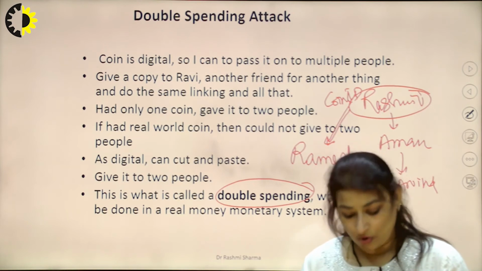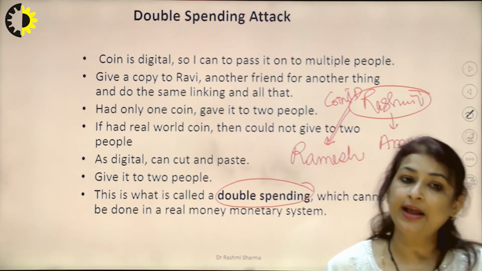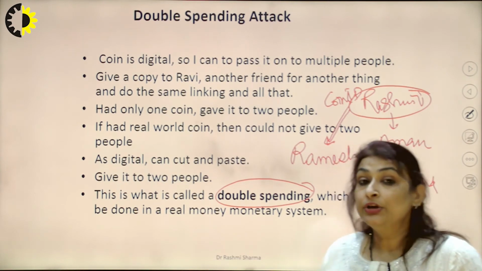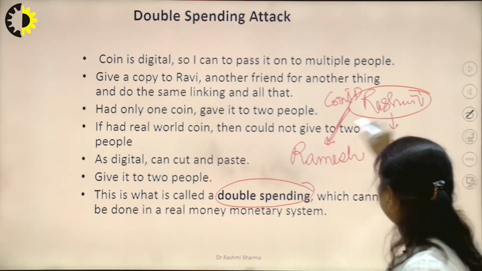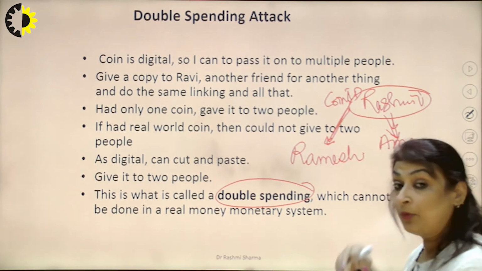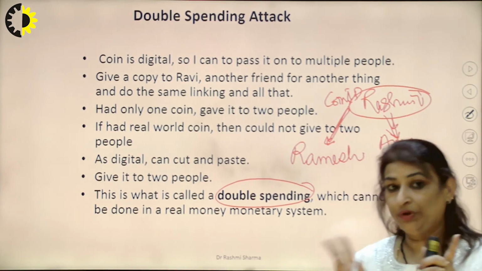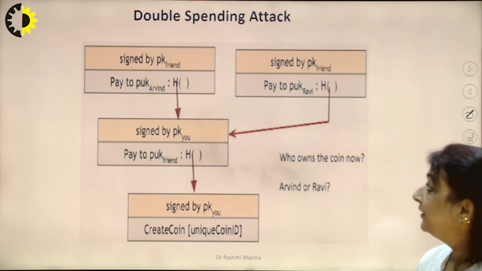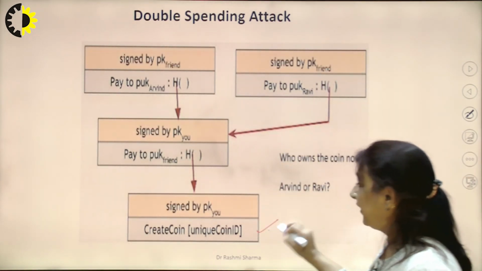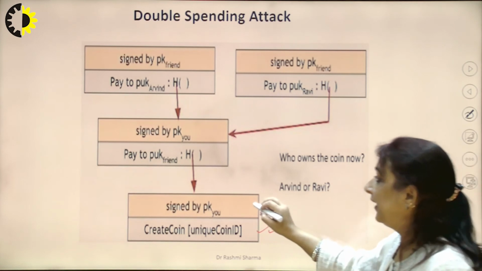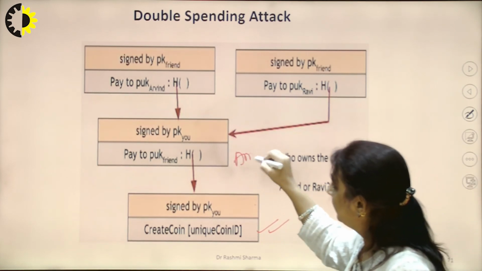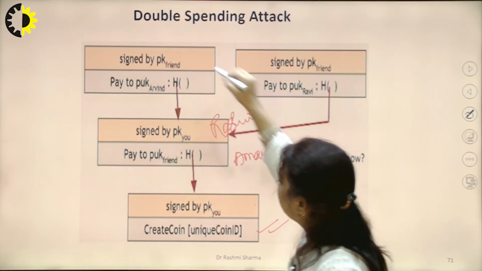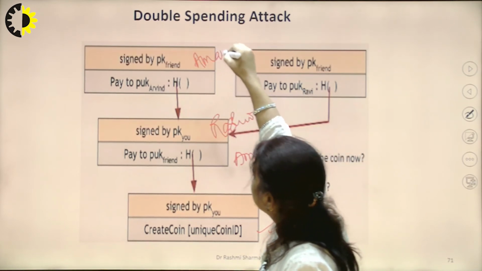But in all these digital transactions, we can have this double spending attack when we are the creator or the owner. So I'm giving the same coin or the same token to two different persons. This is called a double spending attack. See, so Rashmi was the creator of this particular coin, and then I have given it to Aman, and then Aman has given it to Arvind.